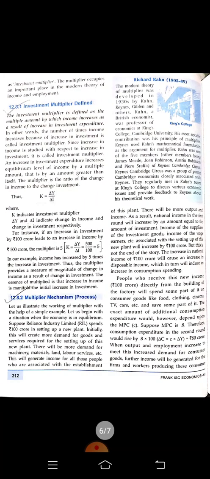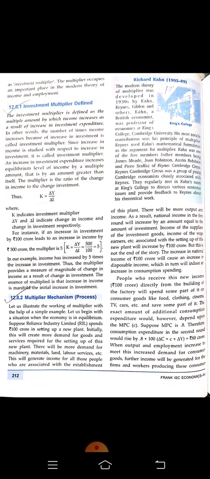Investment multiplier: how can we define it? The investment multiplier is defined as the multiple amount by which income increases as a result of the increase in investment expenditure. In other words, the number of times income increases because of the increase in the investment is called the investment multiplier. So what is the process? How does it work? Let us begin with the situation when the economy is in equilibrium.